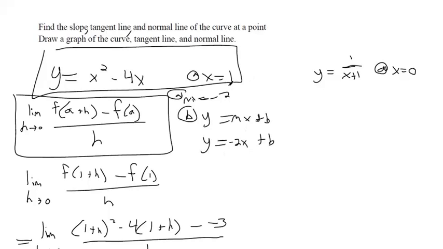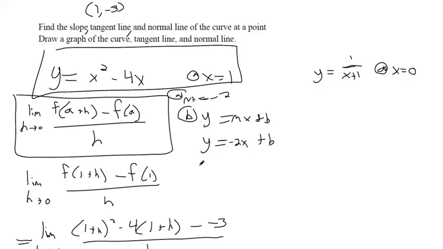Okay, so we just need a point to plug in. So we've got x equals 1. What's the corresponding y value? To figure that out, we just got to plug 1 into this equation down here. 1 squared is 1. 1 minus 4 is negative 3. So we have a y value of negative 3 when x equals 1.